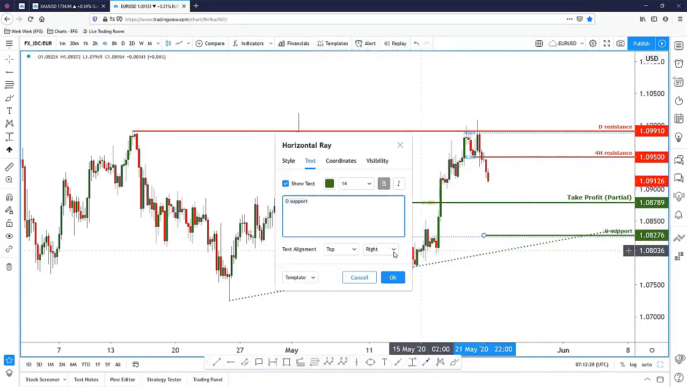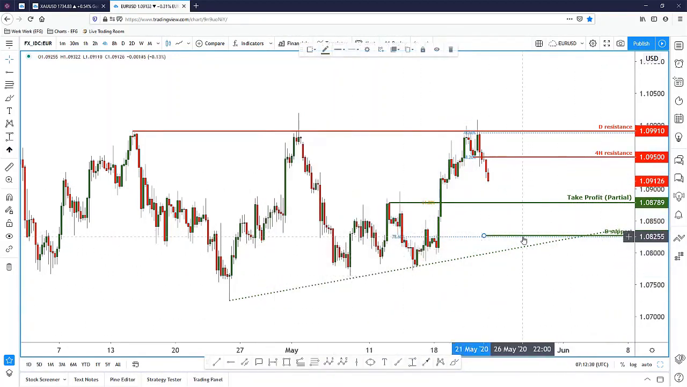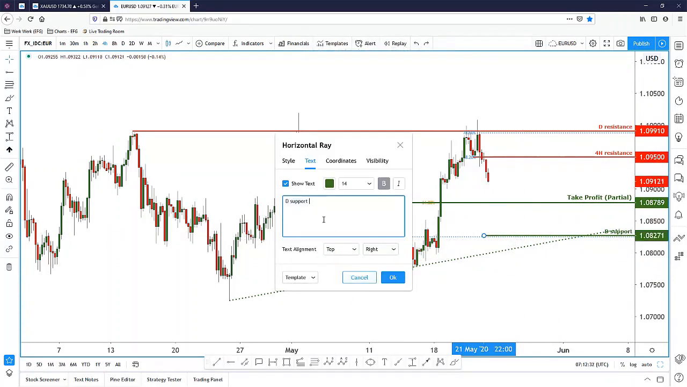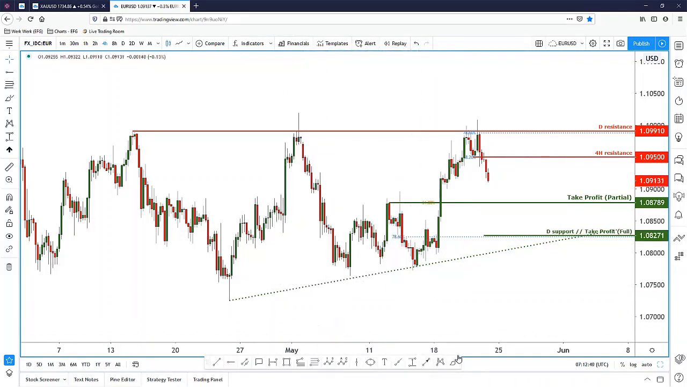Okay, and the daily support. The daily support can be our take profit as well, but this will be the full take profit. Right, so how this works is we can go short. When price reaches the partial take profit, we close out 50% of our position, move our stop loss to break even, and then let the rest of the position run to the daily take profit.